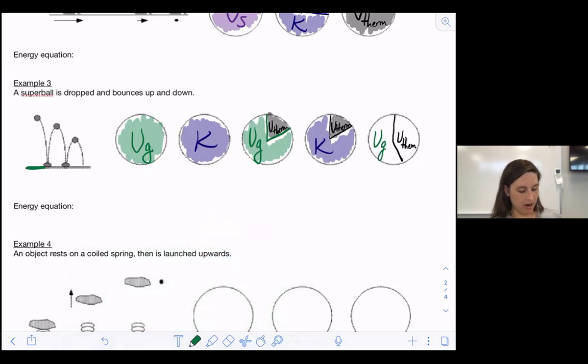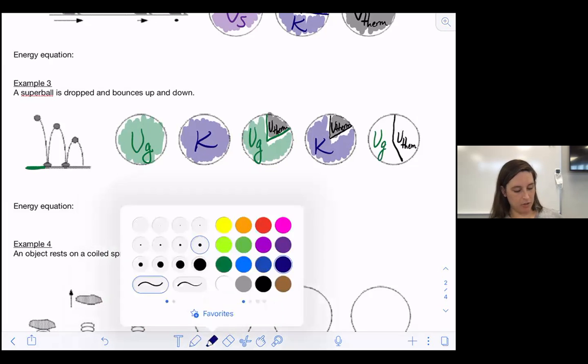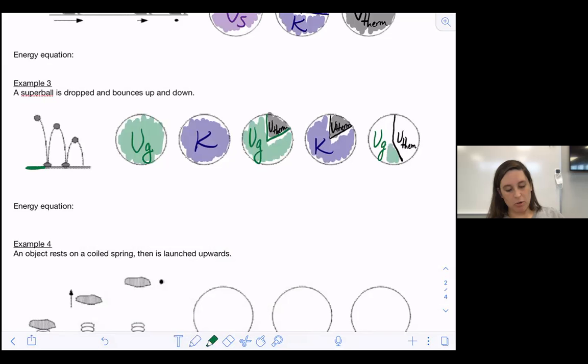So on our rebound, yes, we do have gravitational energy, but notice that this is even smaller. It's an even smaller component of our pie. And that helps us understand why this thing rebounds at a lower and lower height every single time, right? Because more and more of our energy is becoming thermal energy.